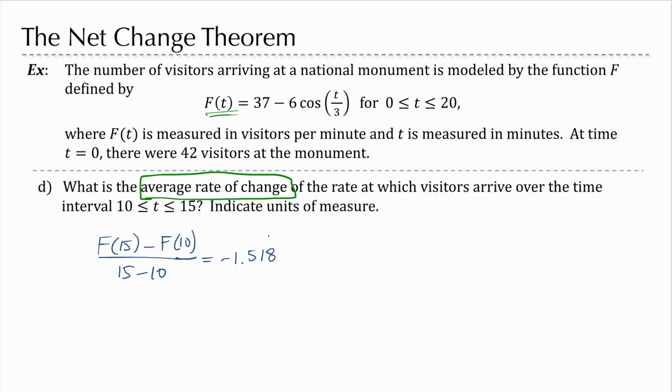So we have to be really careful how we label this. F, of course, on top is being labeled as visitors per minute, but we're further dividing it by minutes. So this is going to be labeled as visitors, but it's per minute, or in other words, per minute squared, because it's the rate of change of this rate.